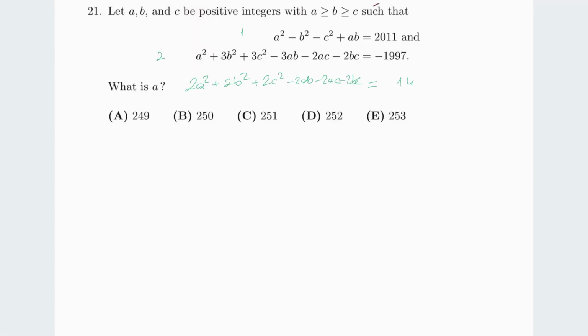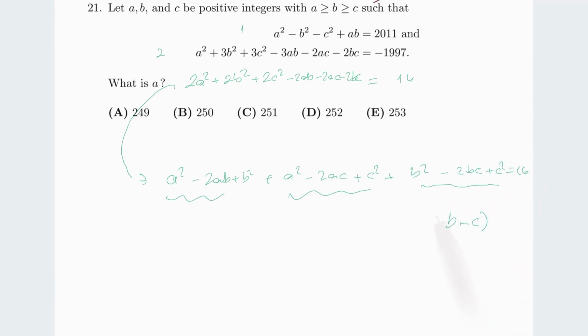I will do a nice grouping here. We are going to write this as this: simply b minus c squared, this is a minus c squared, and this is a minus b squared, and this is 16. So it is obvious that those are integers.